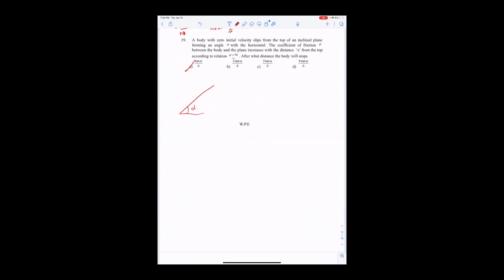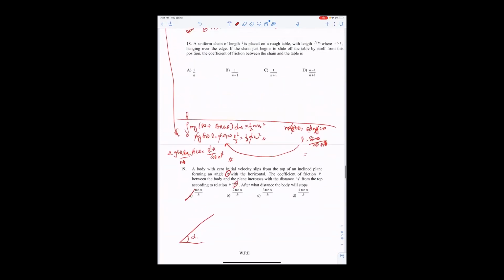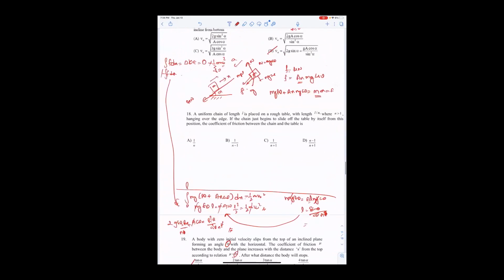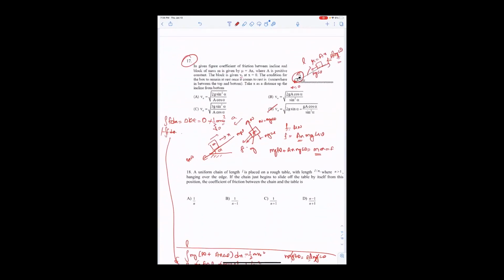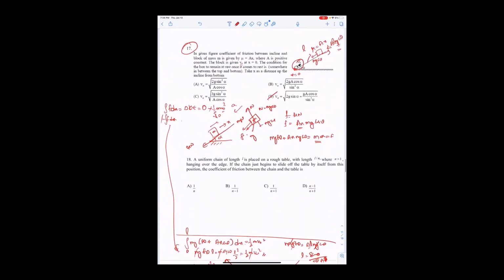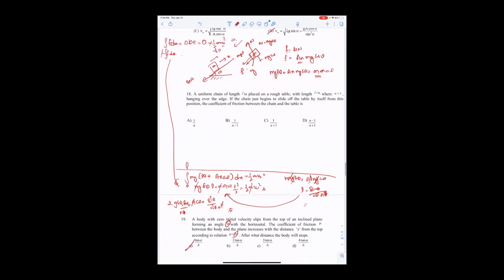So instead of capital A, we have this small b, right? Instead of theta, we have alpha. So at the highest point, if it has to come to rest, then same thing. AL mg cos theta is equal to mg sin theta. So we already solved it.